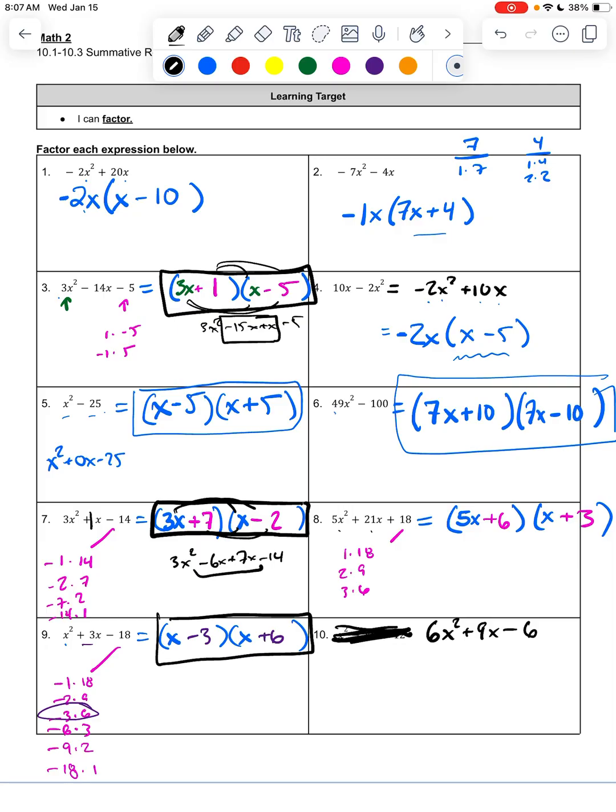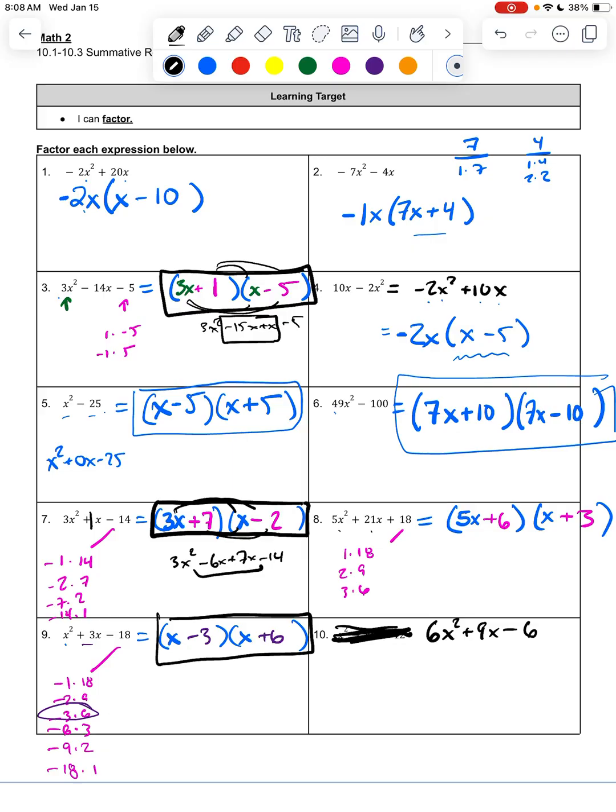Now, if you notice, on number 10, I've gone ahead and made a change on what the problem says. I've changed it to 6x squared plus 9x minus 6. So I want you to use that instead. So cross out what it said and go with this one.